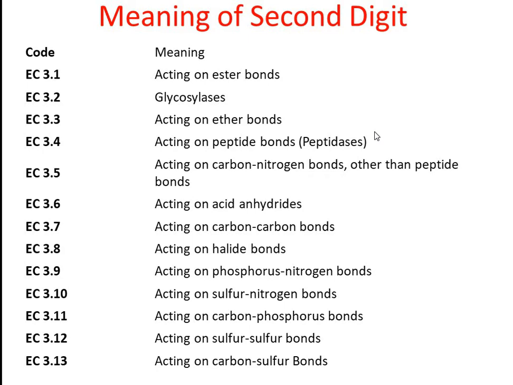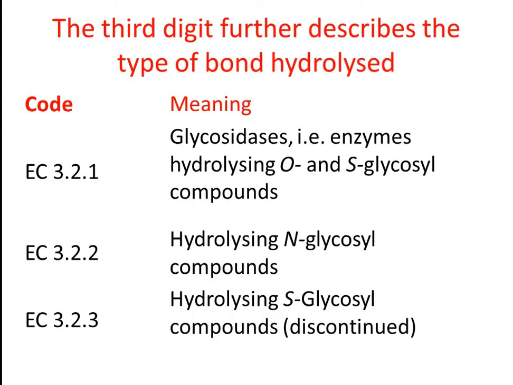If it is 12, then it hydrolyzes the sulfur bond or disulfur bond. If it is 13, it indicates that the bond hydrolyzed will be carbon sulfur bond. The third digit further describes the type of bond hydrolyzed.